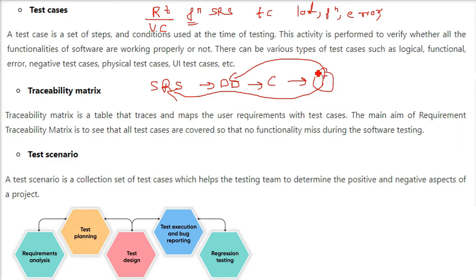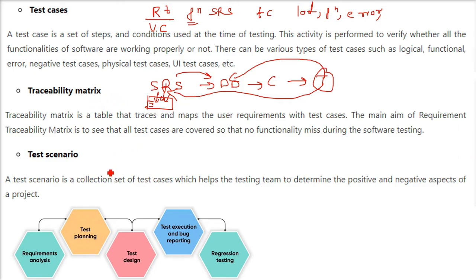The traceability matrix is a table that traces and maps the user requirement with the test cases. So the main aim of the requirement traceability matrix is to see that all test cases are covered so that no functionality is missed during the software testing. All the requirements, all the design, all the coding is properly tested, and this we can trace back to all the requirements. So RTM is a very important document.